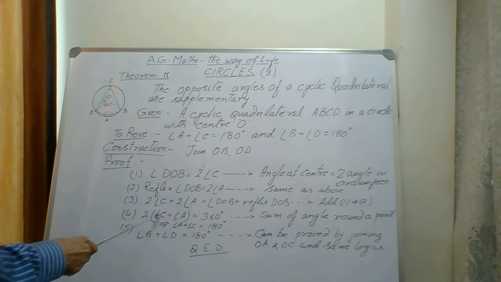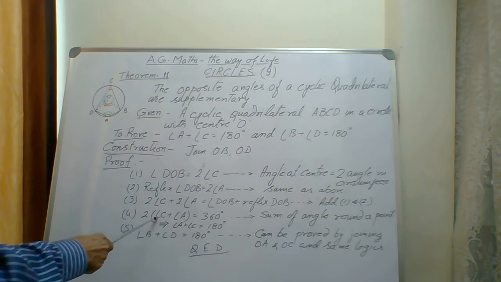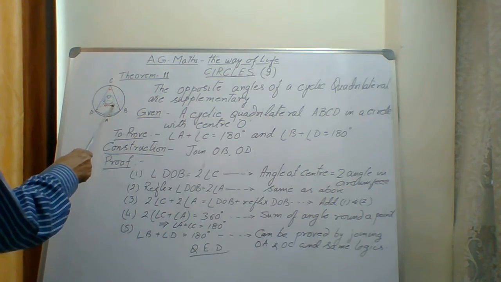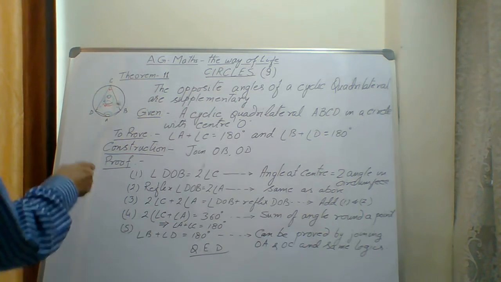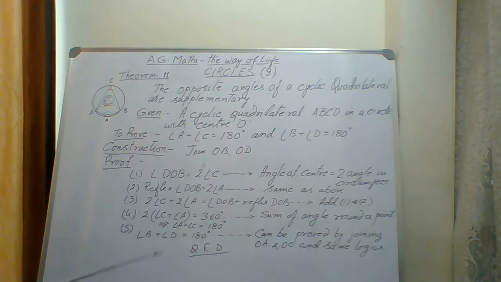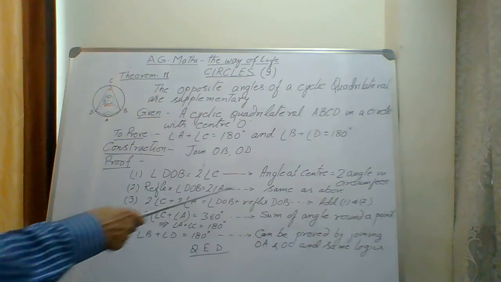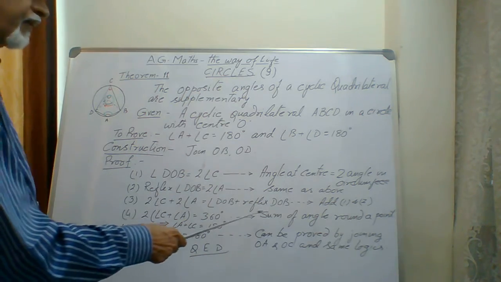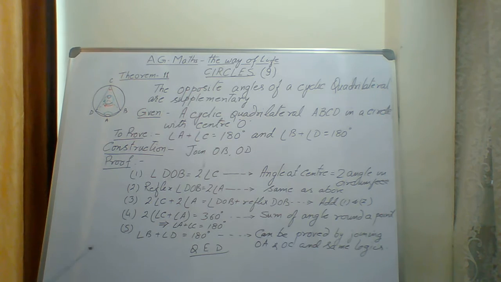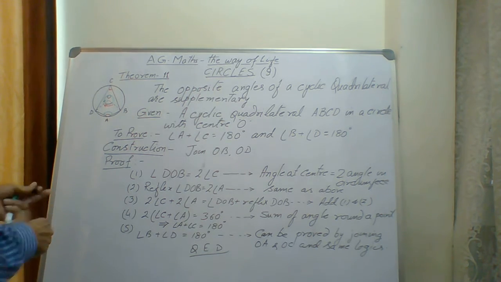Now take 2 common from this side. You get 2 times angle C plus angle A. And what is this result? Angle DOB, the red part, and the reflex angle DOB, the green part. If I add everything, what is the result? It has to be 360 degrees, because the sum of angles round a point is always 360 degrees. If I measure the angle around a point, what will happen?